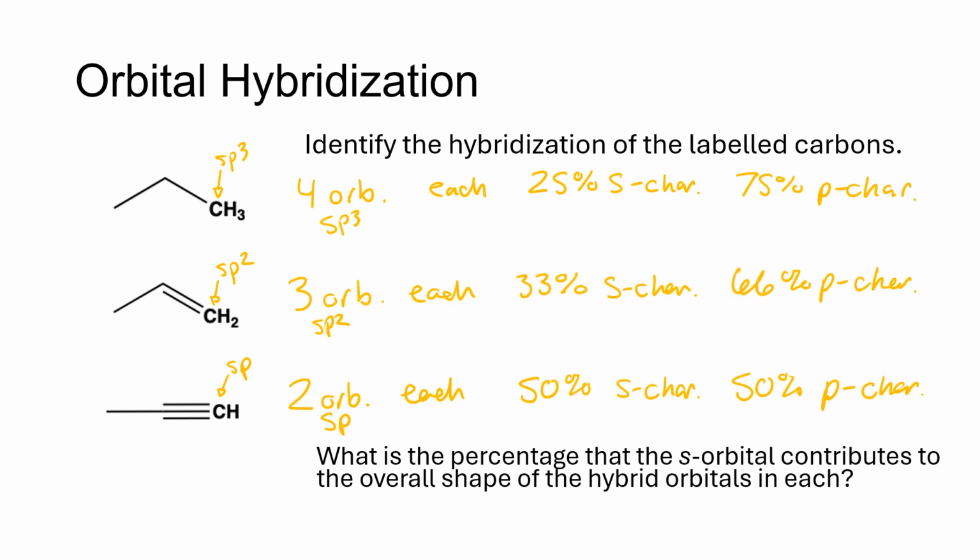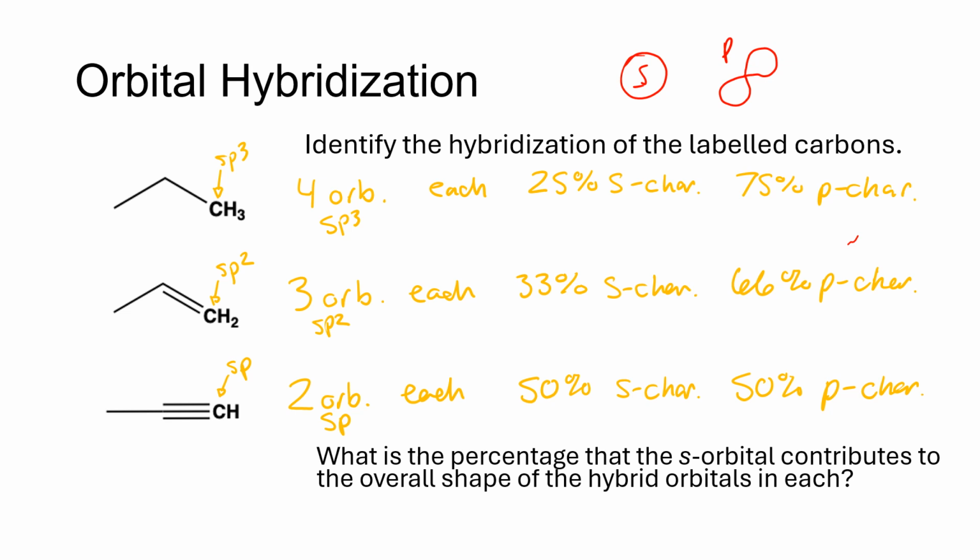So here are those different compositions written out. For an sp3 hybridized orbital, there are 4 of them, and each of them is about 1/4 S character and 3/4 P character. Remembering that a P orbital looks like this, kind of dumbbell shaped, and an S orbital is a circle, any electrons living in an S orbital shape are going to be held closer to the nucleus because of the spherical shape of an S orbital.